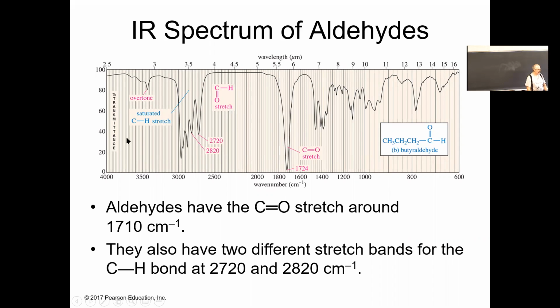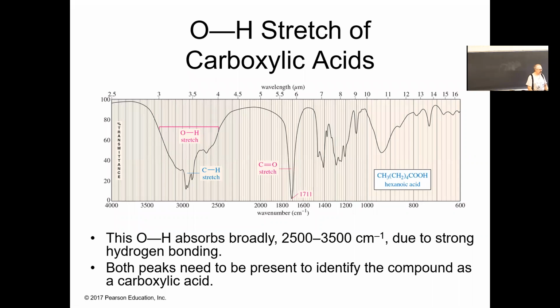Okay, the aldehyde has these two additional bands from the aldehyde CH at 2720 and 2820. Okay, and here's a carboxylic acid. It also has the carbonyl. The OH you can see is very broad, and in fact it's superimposed on the CH stretch, whereas an alcohol will have the CH and OH stretches distinct from each other.